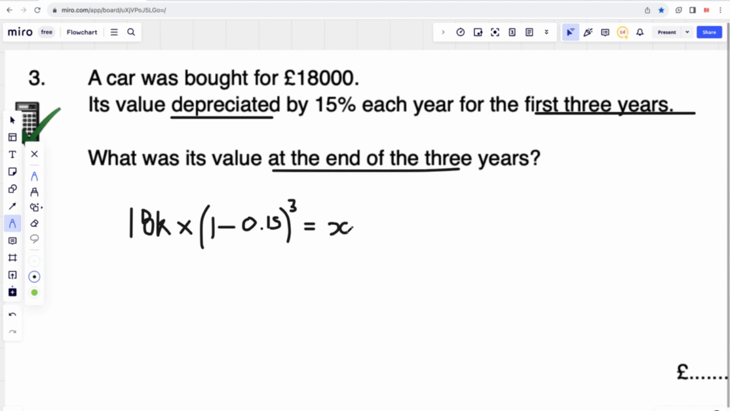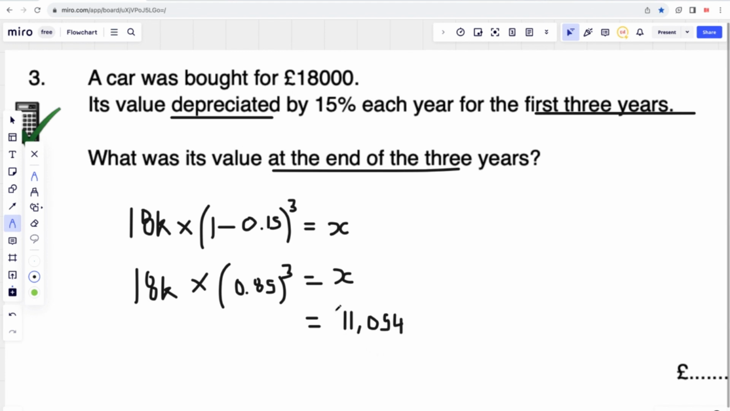So let's say the value is x. We are trying to find x. So what you simply do is you just solve for x. It's really that simple. So 18k times 0.85 cubed equals x, which is, hold on, let me just grab my calculator. 11,054. Very straightforward, very easy.